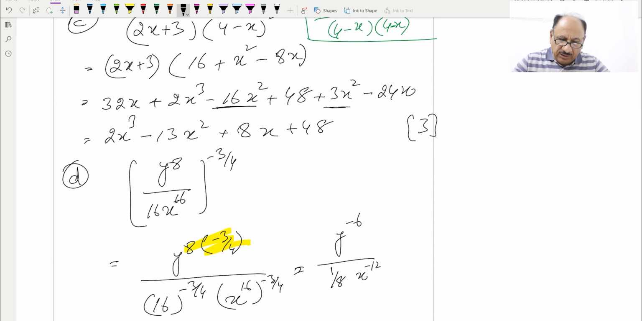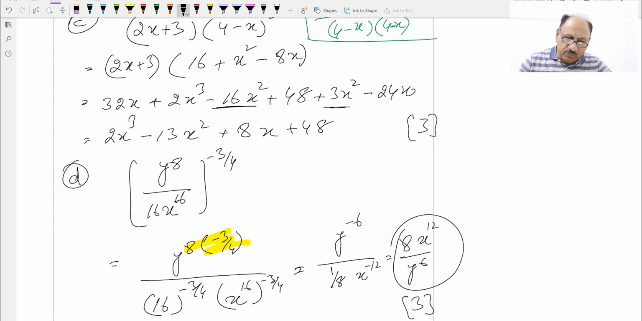Now we can rearrange. 8 will go up as denominator, x we can shift up for the positive part as numerator, and y will be in the denominator with this one. So this is our final answer, and this is for 3 marks. Hopefully you understood this as well.